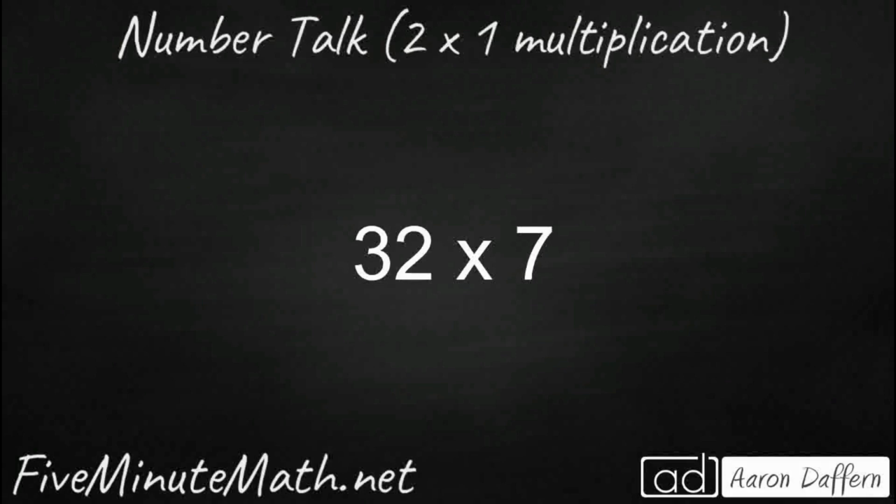Today we are looking at the expression 32 times 7. What we do in a number talk is we use mental math, that means no paper, no pencil, to try to solve this expression, and then we keep track of the strategy that we use. So before we go any further, go ahead and pause the video to solve this expression without paper, without pencil, and when you're done, let's unpause it. We'll look at all the different strategies that we can use.